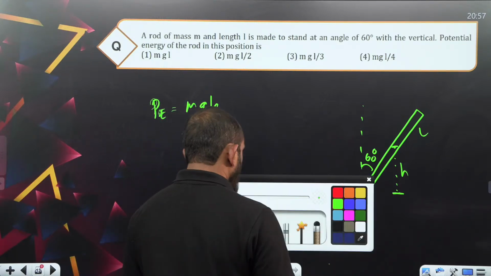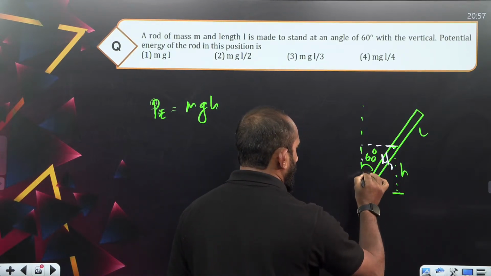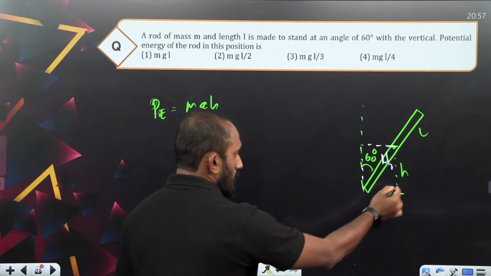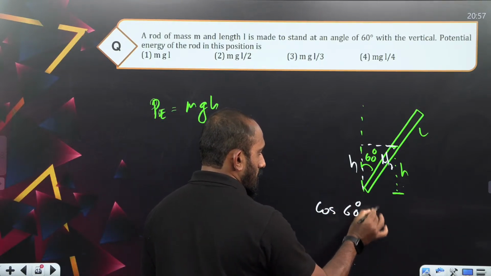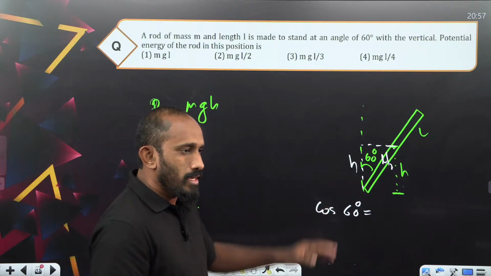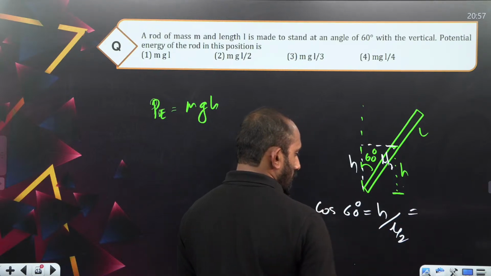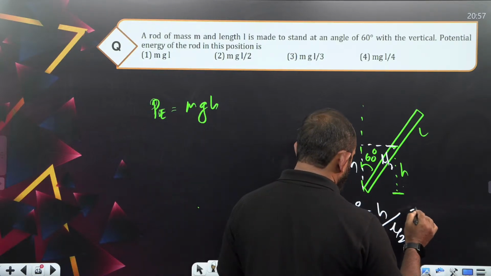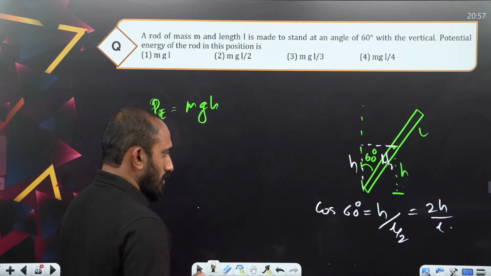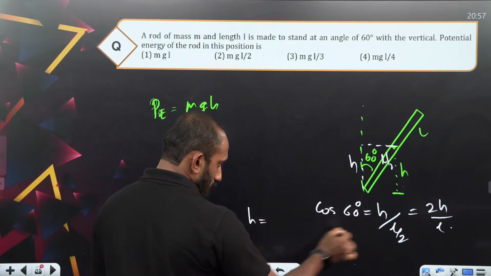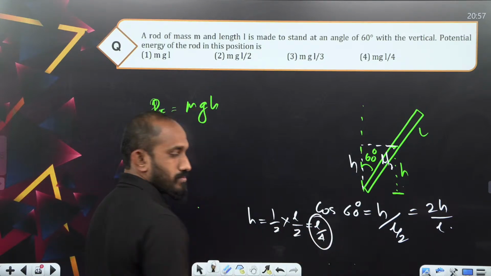Till the center of mass we have the length L by 2. If you imagine a triangle here with 60 degrees, can you say what cos 60 degree will be? Cos 60 will be adjacent by hypotenuse, so h by L by 2. We have to find h, so h is equal to cos 60 times L by 2. Cos 60 degree is 1 by 2, so h is equal to 1 by 2 times L by 2, that is L by 4.